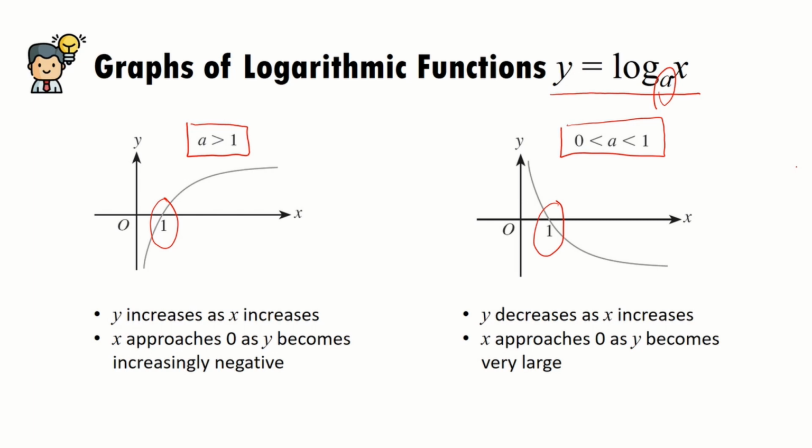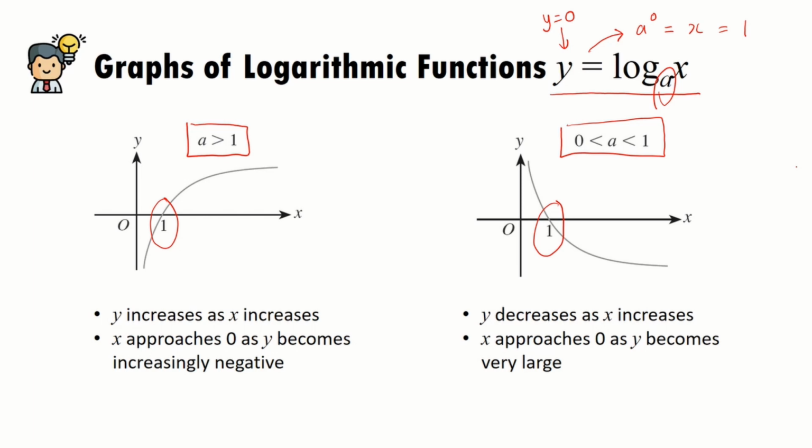The reason is that to find the x-intercept, y is equal to 0. When y is equal to 0, that will only happen when a to the power 0 is equal to x, when I translate this logarithmic form into index form. So the x value will be none other than 1, because any value of a to the power of 0 is equal to 1. That is the reason why the x-intercept for both cases will be equal to 1.